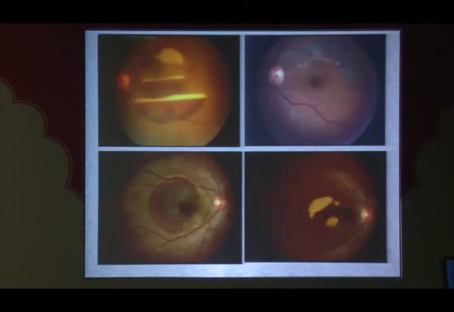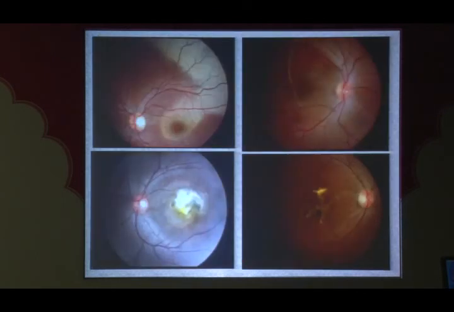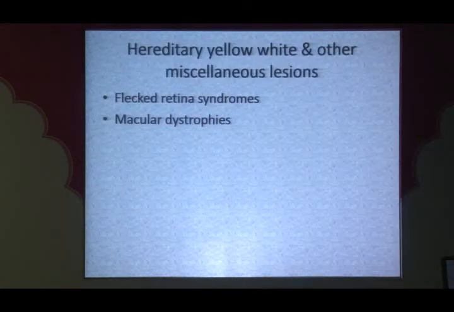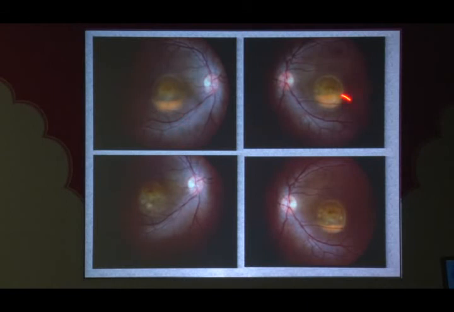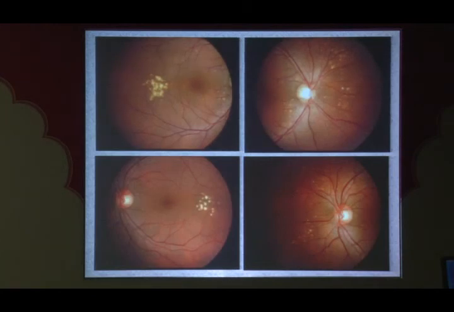Coming to traumatic yellow-white lesions, altered blood can present as a yellow-white lesion, and this should not be misinterpreted as something else. Berlin's edema, choroidal ruptures, and traumatic scars can present as yellow-white lesions. These are some of the hereditary yellow-white lesions that we may see. Best disease presenting with an orange-yellow lesion, bilateral, and you will have to resort to an EOG to make a diagnosis. This is a familial form of drusen present both at the macula and in the nasal fundi.